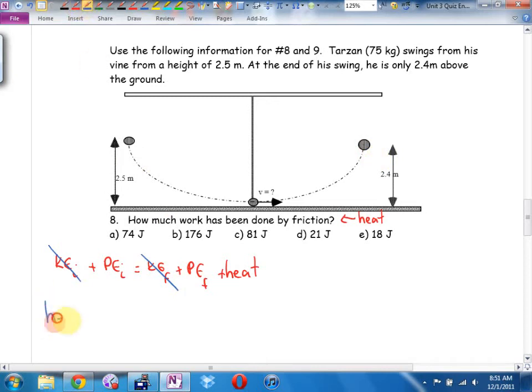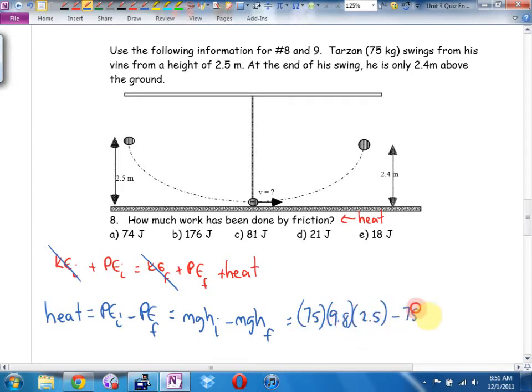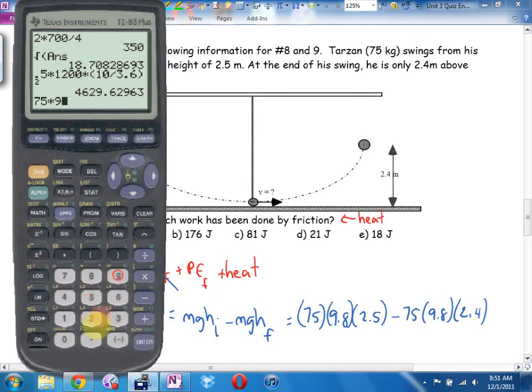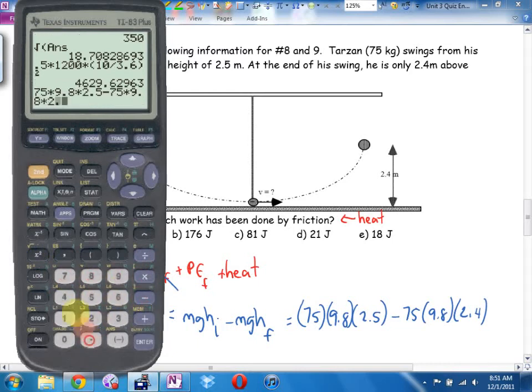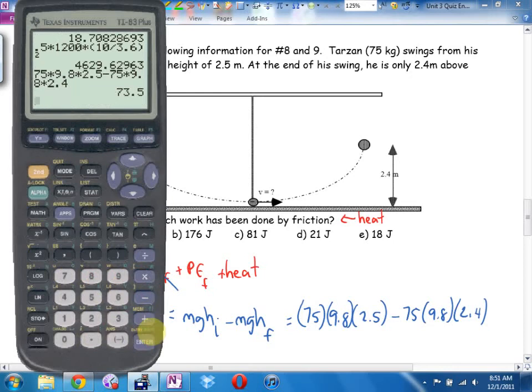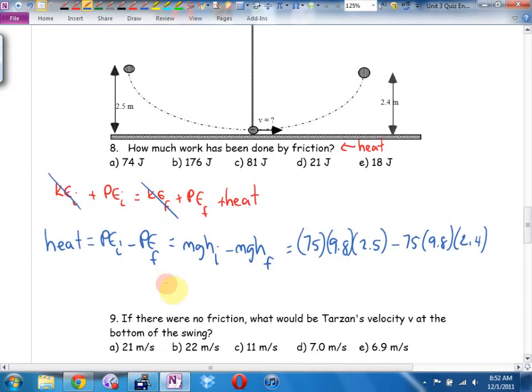I think heat is just going to be your initial potential energy minus your final potential energy. It's going to be mgh initial minus mgh final. Do the m's cancel this time? No, there's no m in heat. This is going to be mass 75 times 9.8 times 2.5 minus 75 times 9.8 times 2.4. You get 73.5 joules. Heat equals 73.5 joules, which I believe is answer A.